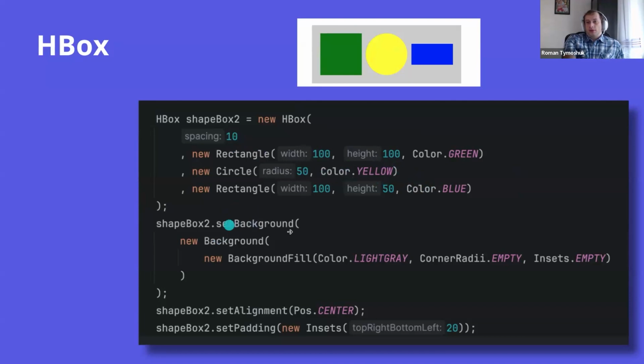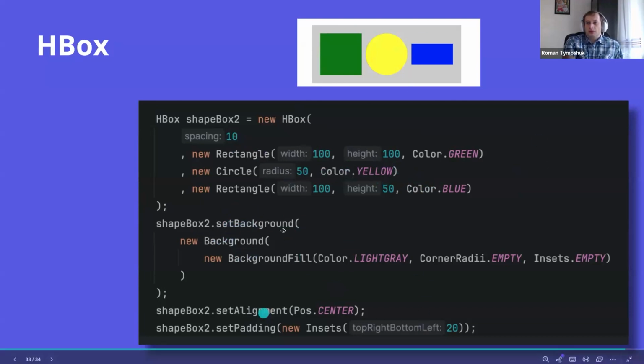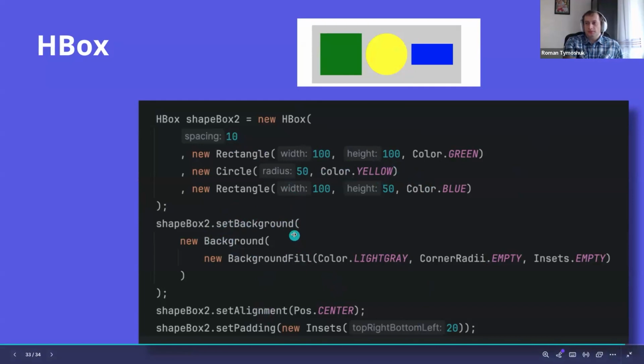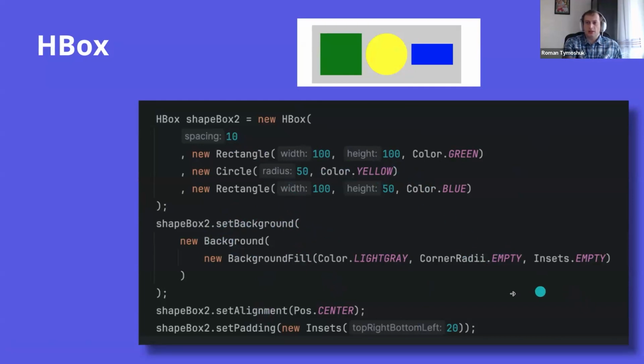Yeah, also here in shape box 2, we are setting the background. Background means the color and some gradients. And by setting this set of objects, we are setting the background color, and yep, the HBox looks like you can see on the screen above.